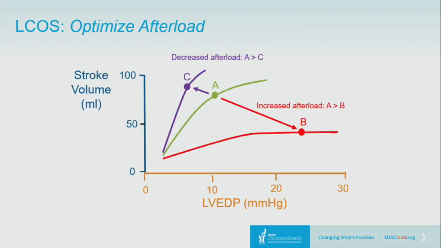So what about afterload? Again, for a given degree of myocardial dysfunction, an increase in afterload will cause a downward shift and flattening of the Frank-Starling mechanism, and similarly, a reduction in the afterload can improve that Frank-Starling curve for a given left ventricular end diastolic pressure.